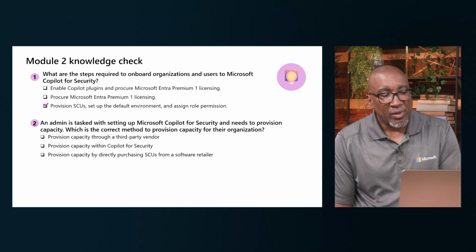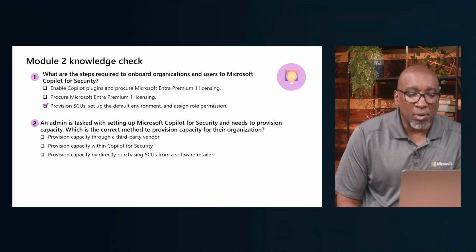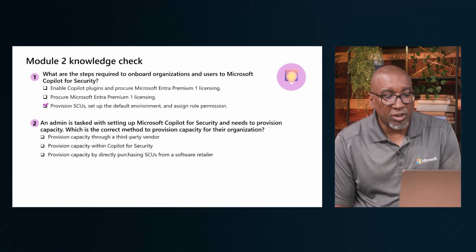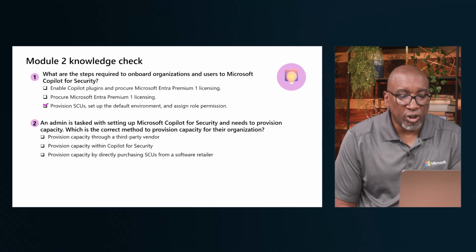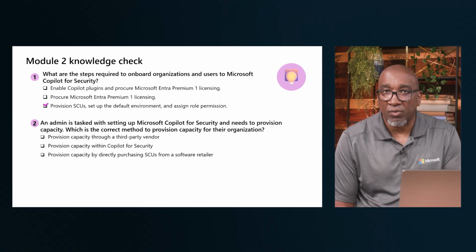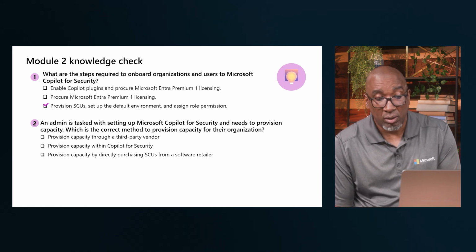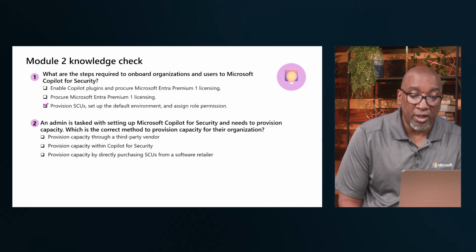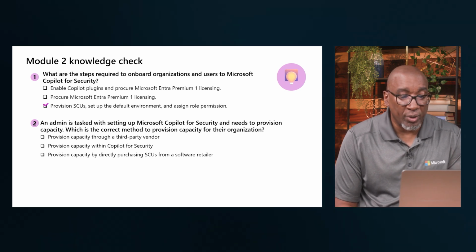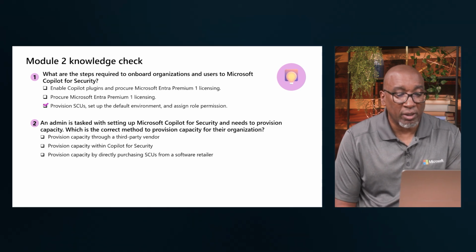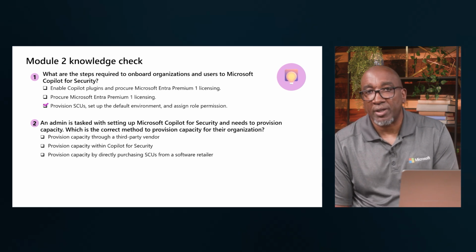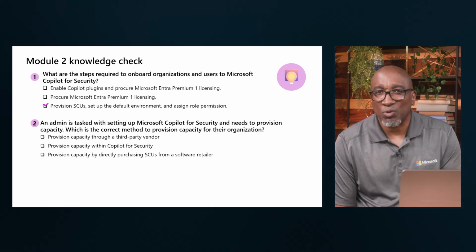Here's a good question. An admin is tasked with setting up Microsoft Copilot for Security and needs to provision capacity. Which is the correct method to provision capacity for their organization? 1, provision capacity through a third-party vendor. 2, provision capacity within Copilot for Security. Or 3, provision capacity by directly purchasing SCUs from a software retailer. Let's pause while you think of your answer.